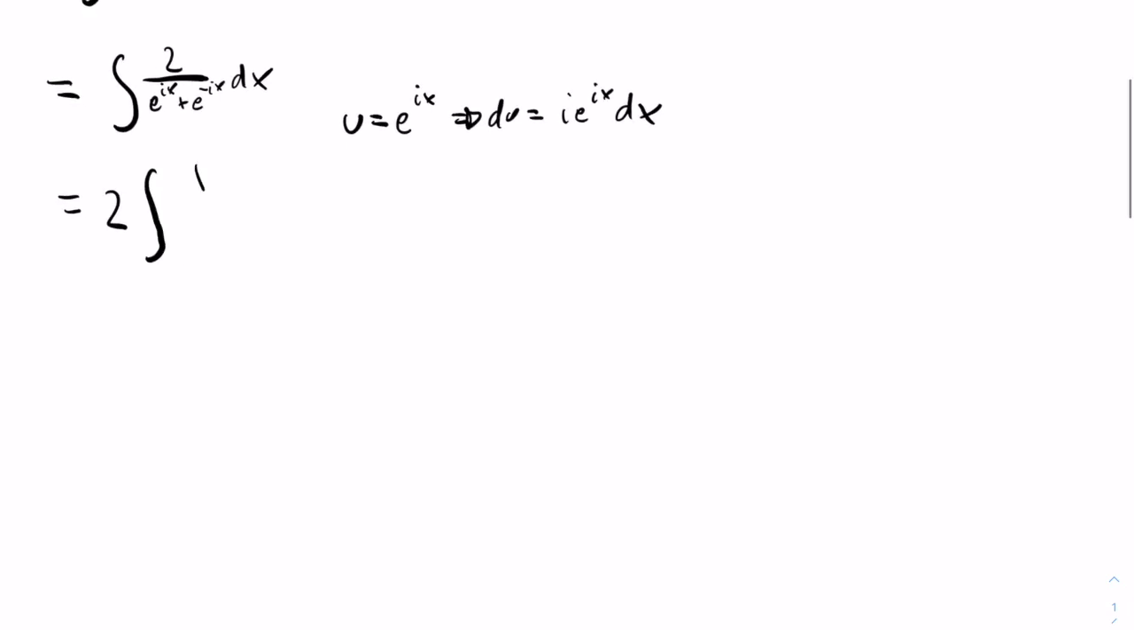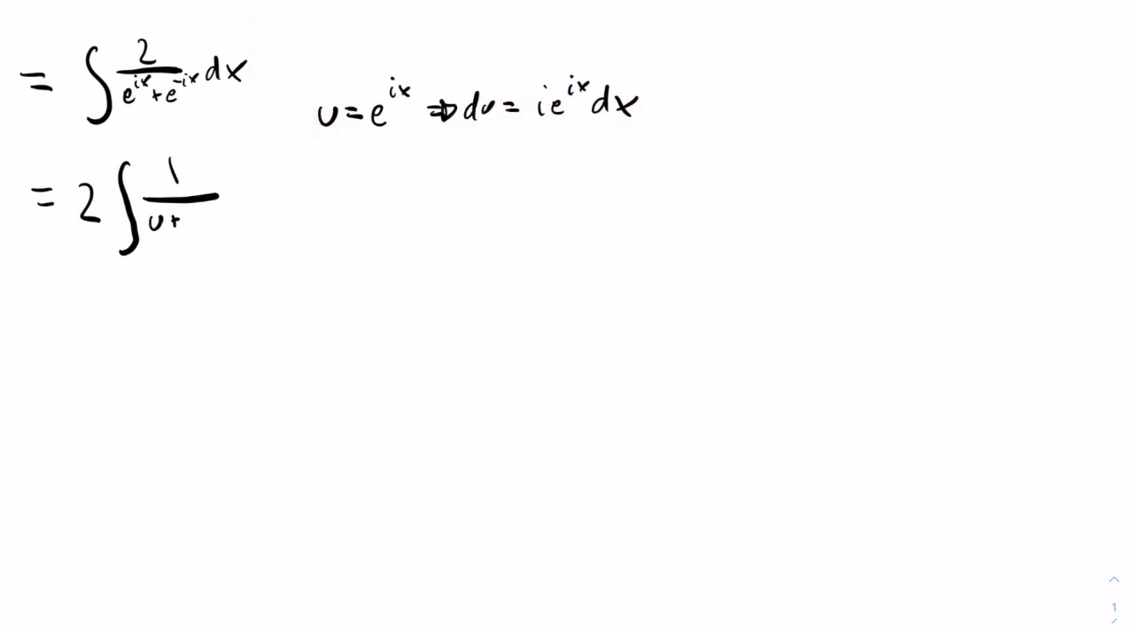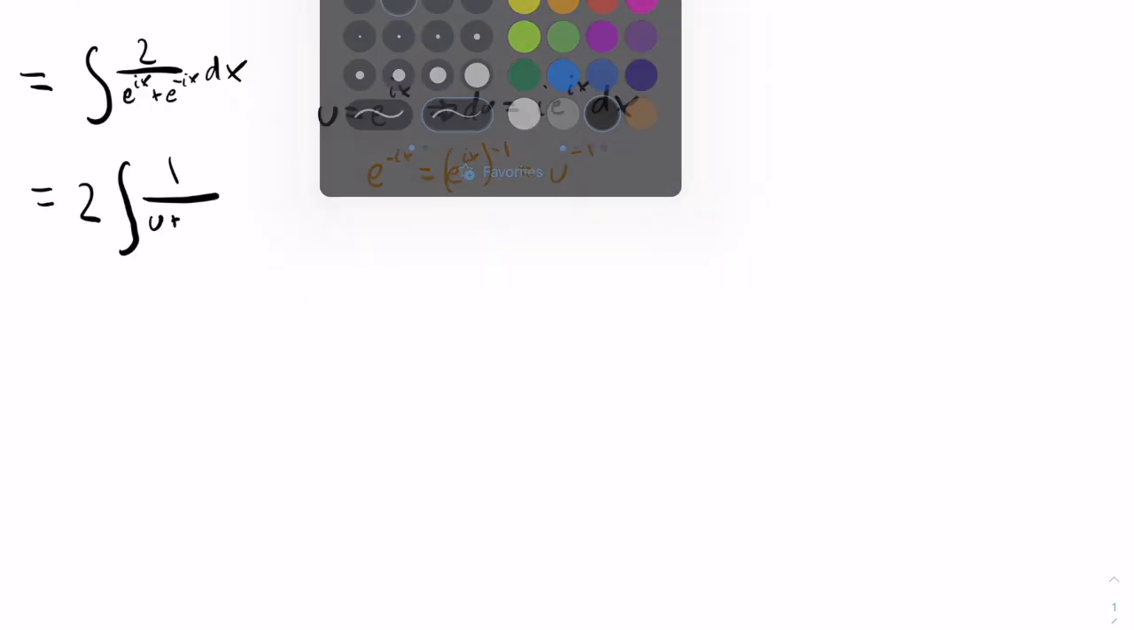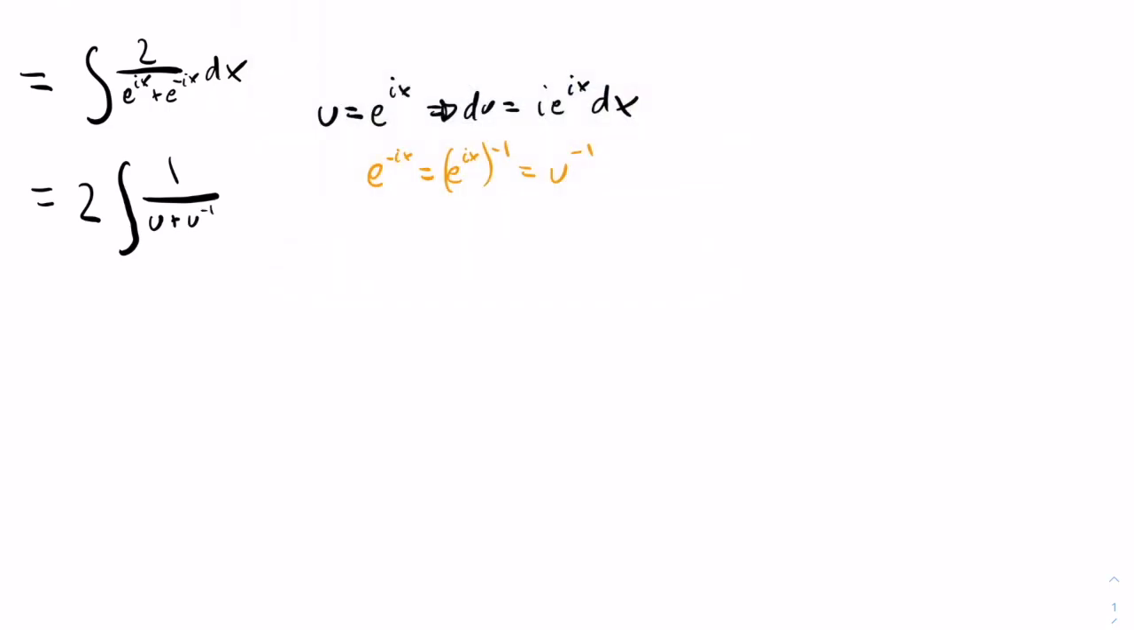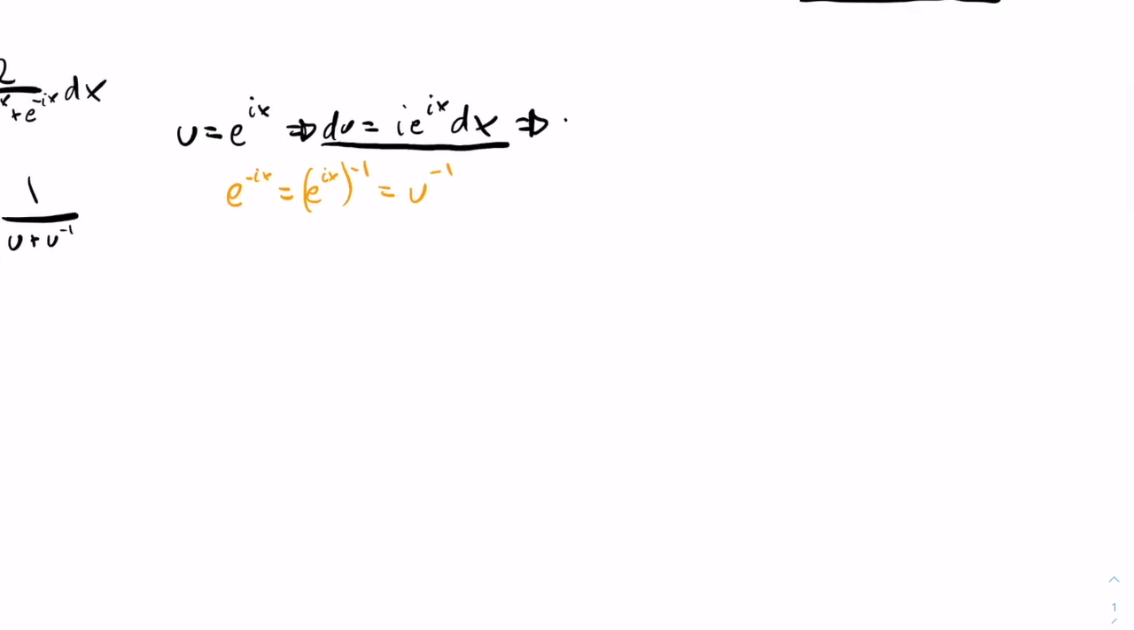So substitute it in now. So e to the ix equals u, and plus e to the negative ix. I'll write it here in a new color so you can see it real clear. e to the negative ix equals e to the ix to the negative 1, which equals u to the negative 1. We can't just write du, because remember du is equal to this expression times dx, so we need to solve for dx from this equation to get a proper substitution.